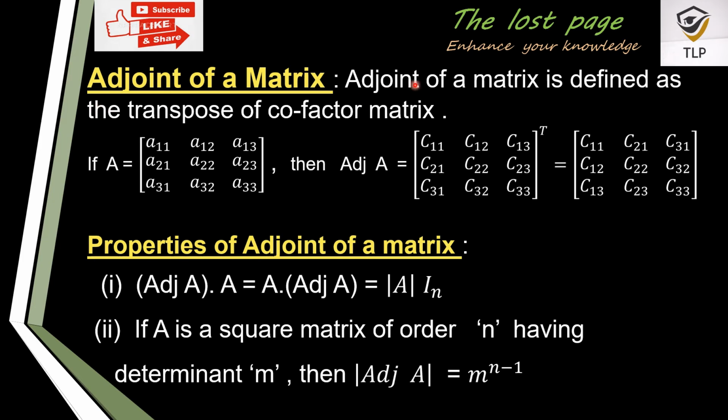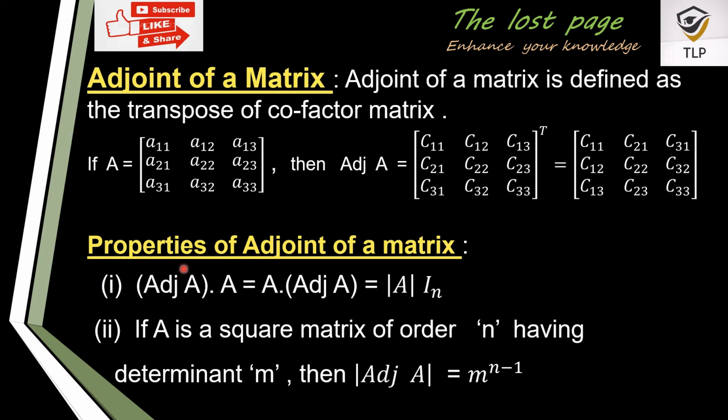Adjoint of a matrix. Adjoint of a matrix is defined as the transpose of the cofactor matrix. If A equal to this matrix, then adjoint of A equal to cofactor matrix transpose. That means we have to form a cofactor matrix by taking cofactors of each element, and then we have to transpose it.